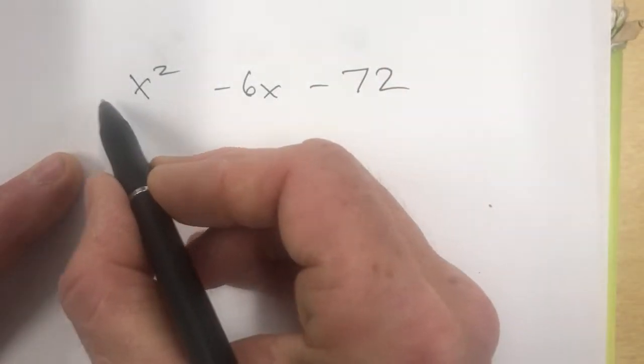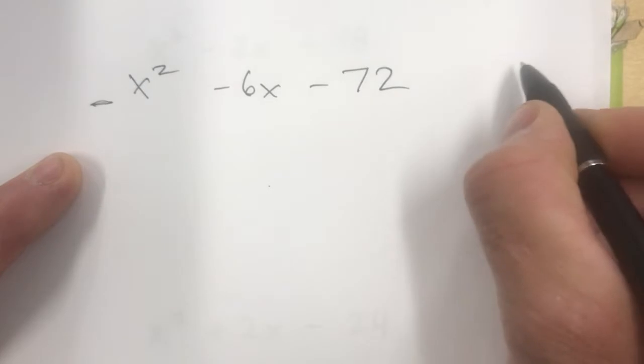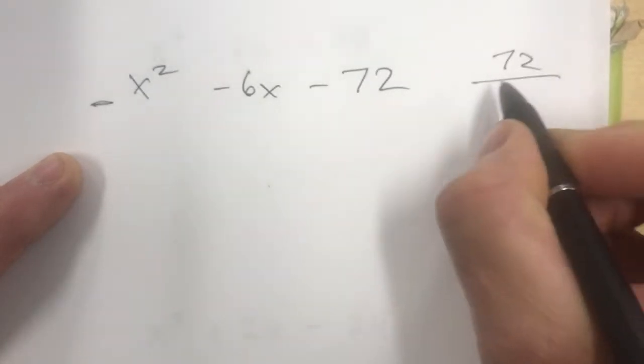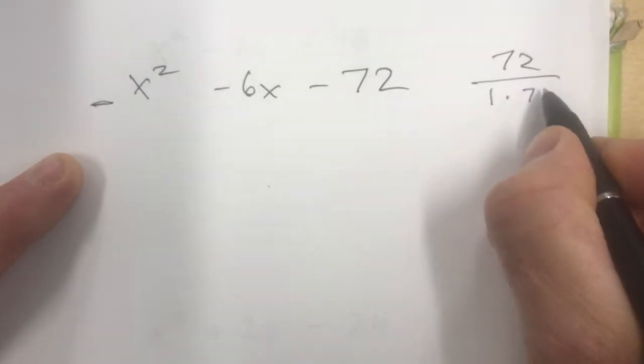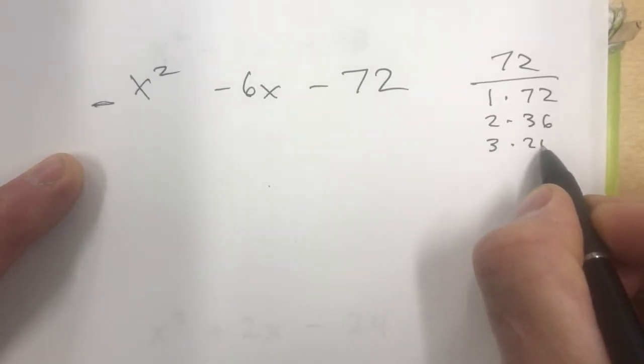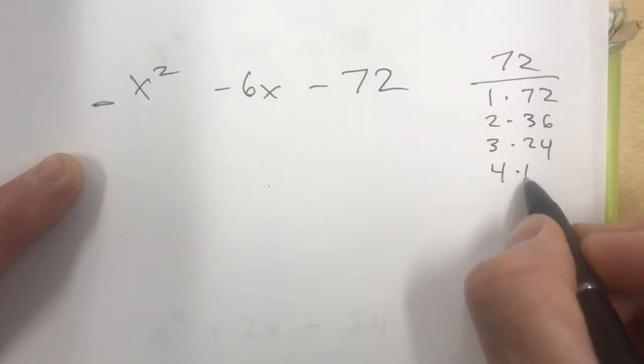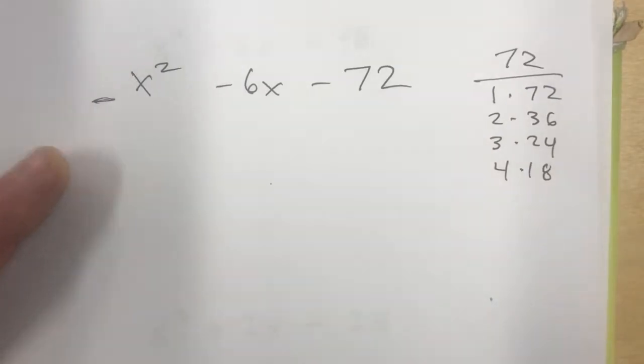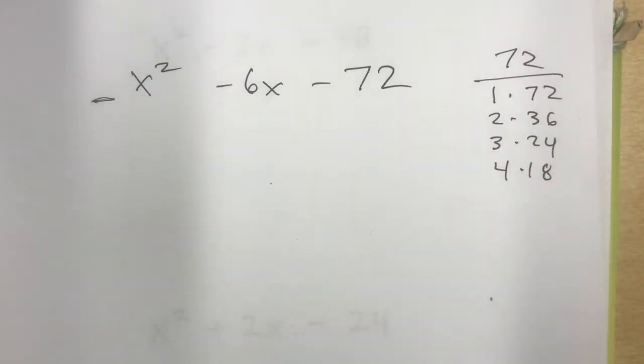All right, there's no a number. See that? So again, I take my 72, and we'll write it over here. I'm going to break it down. 72 divided by 1, 72 divided by 2, 72 divided by 3 is 24, 72 divided by 4 is 18, 72 divided by 5 is 14.4. So I skip that because 5 doesn't factor out.